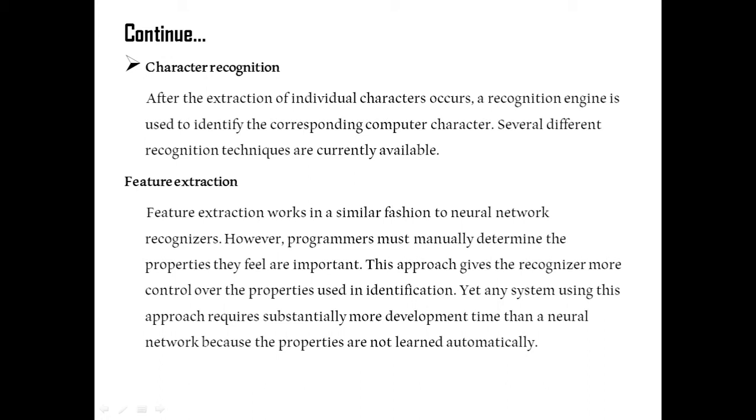Next, feature extraction. Feature extraction works in a similar fashion to neural network recognizers. However, programmers must manually determine the properties they feel are important. This approach gives the recognizer more control over the properties used in identification. Yet, any system using this approach requires substantially more development time than a neural network because the properties are not learned automatically.